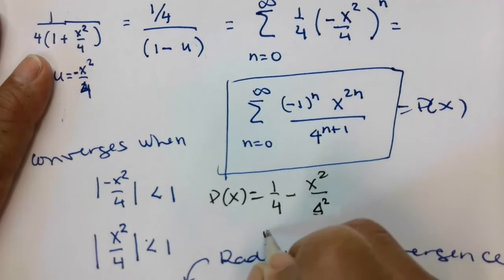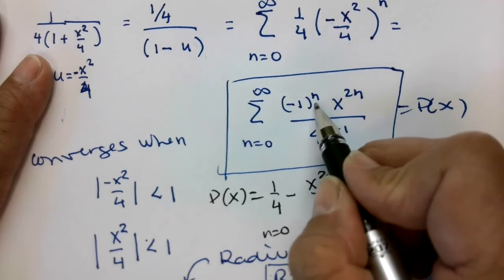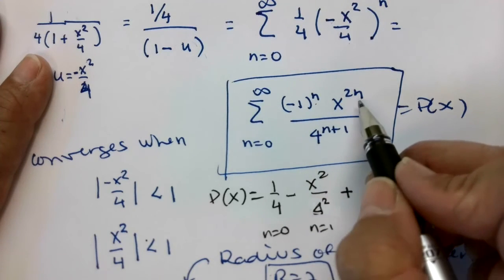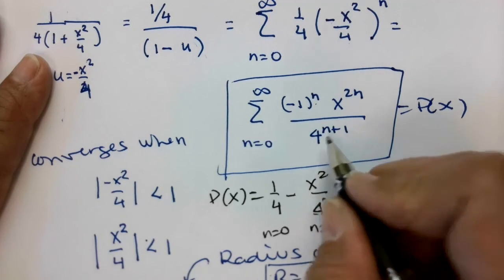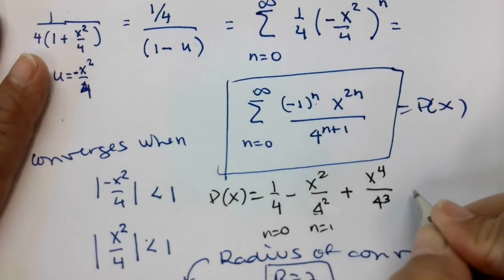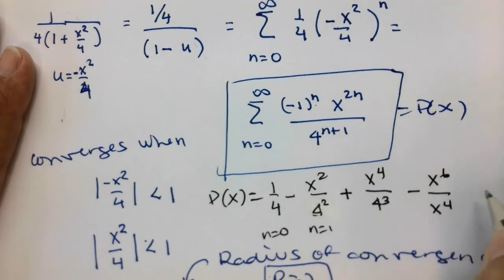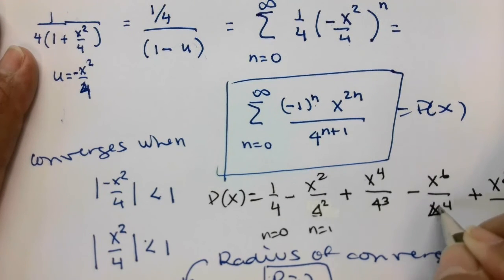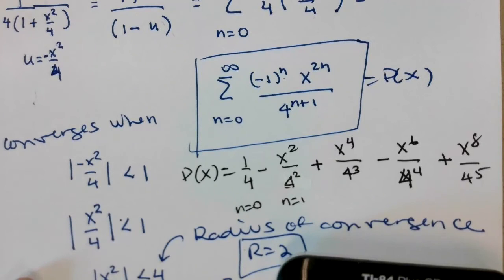Okay, n equals 0, n equals 1, n equals 2. So negative 1 squared is positive 1, so it's plus. N is 2, so that'll be x to the 4th. N is 2, 2 plus 1 is 3, 4 cubed. Okay, I can keep writing now. Negative x to the 6th over 4 to the 4th. Should we do one more? Plus x to the 8th over 4 to the 5th. Okay, calculator.